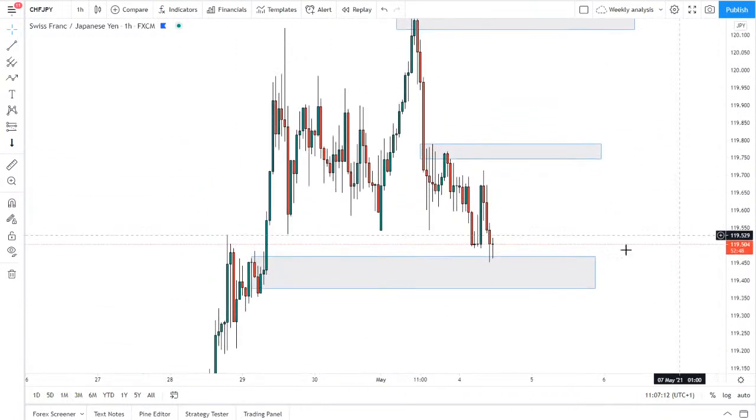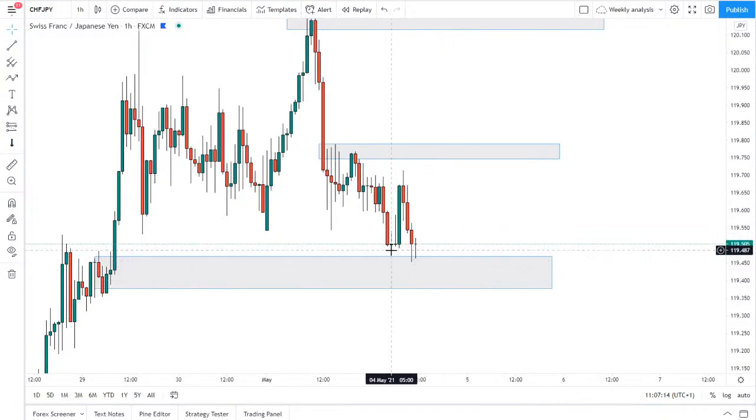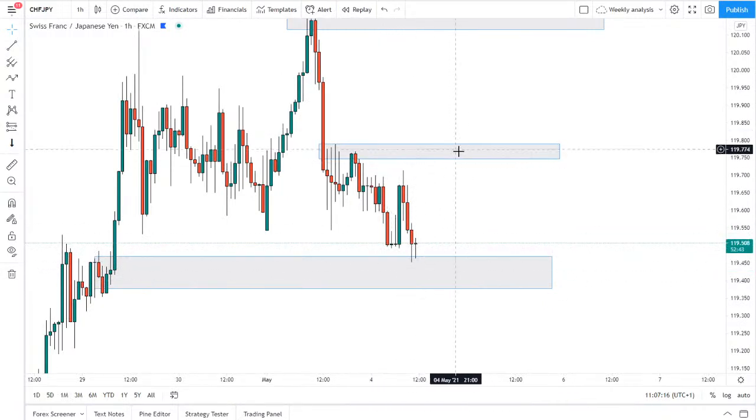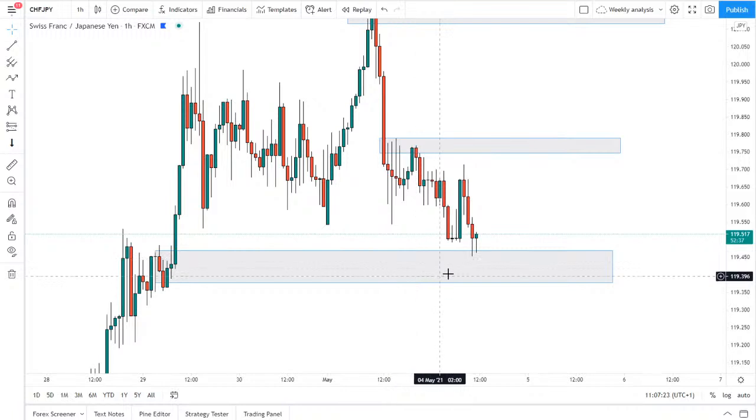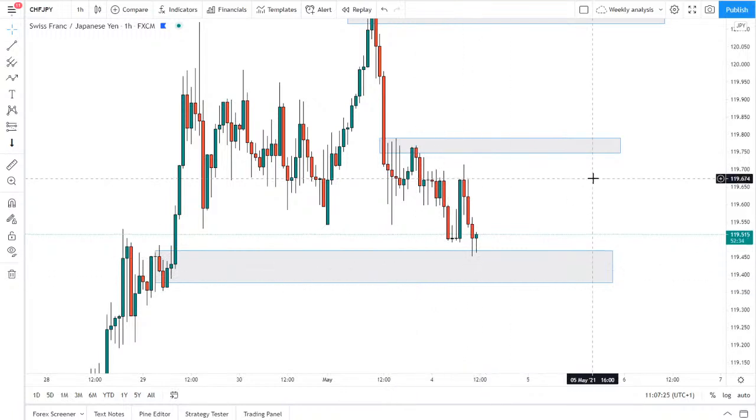So Chfjpy coming to the area of value. If you do hold it and get some bullish price action, probably see another push to the upside back into the area, and then maybe even potentially further after that. So biases to the upside if you do hold that level for Chfjpy. So again, hope that analysis did help there.